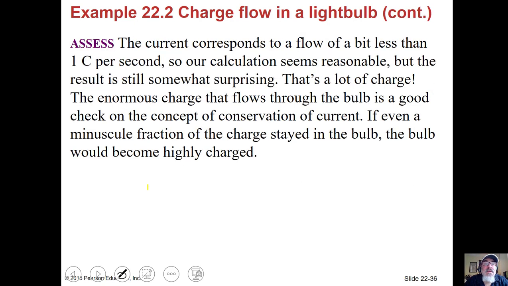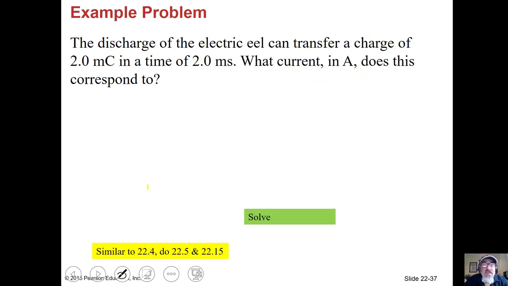Okay. So the current corresponds to a flow of a bit less than 1 coulomb per second, so our calculation seems reasonable. That's a lot of charge, as it says. The enormous charge that flows through a bulb is a good check on the concept of conservation of current. Okay? Very good. So I will make a separate video for the homework.